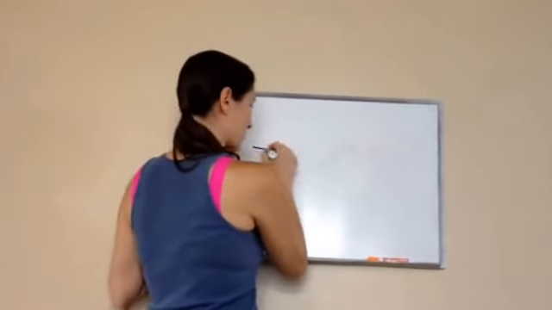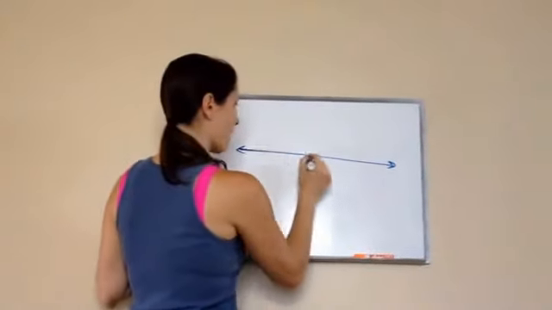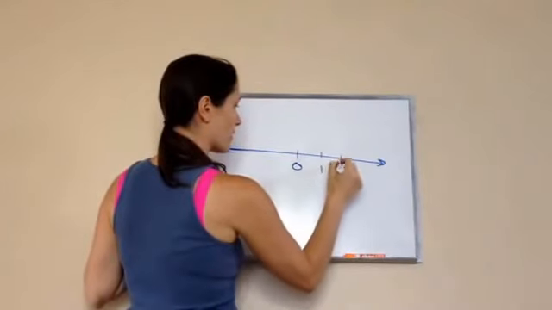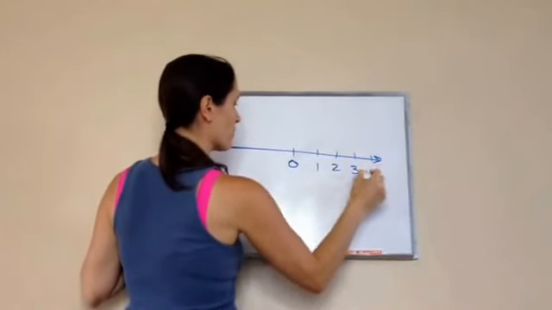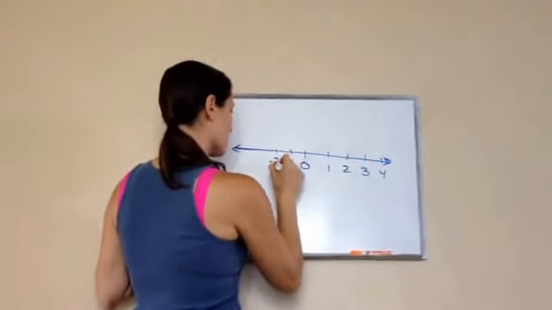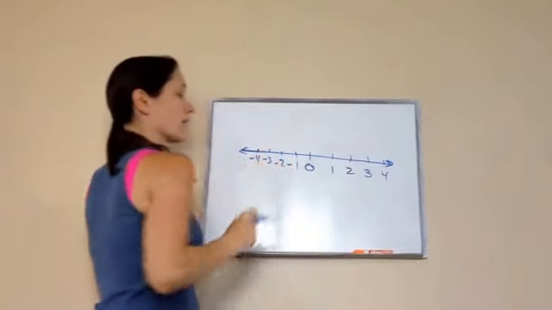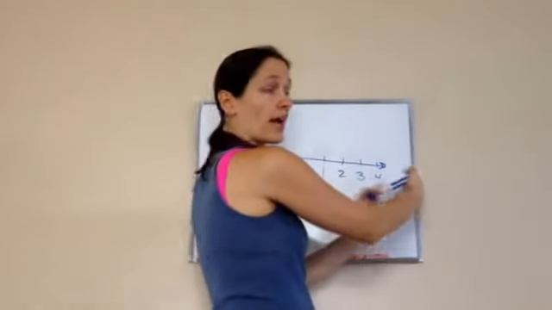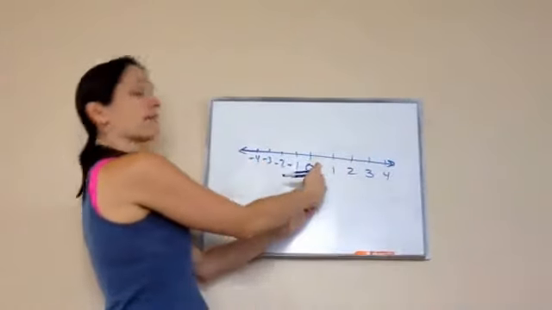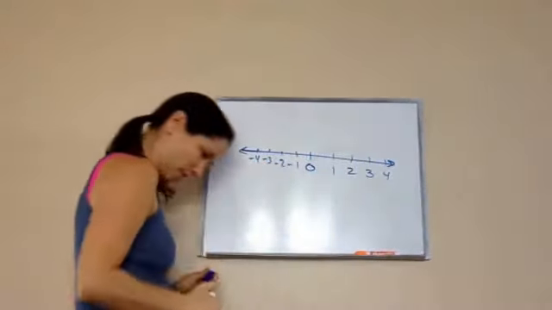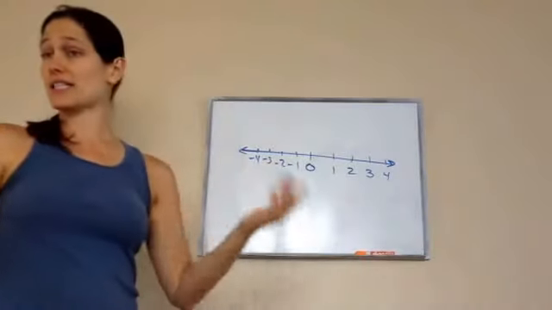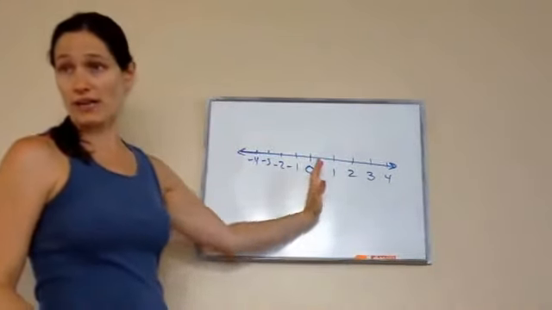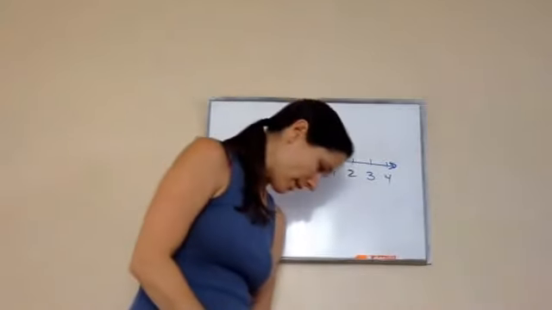Let's draw a number line up here. Okay, put a 0 right here. 1, 2, 3, 4, 5. And 2, 3, 4 on the other side. As you can see, positive numbers are to the right of 0. Negative numbers are to the left of 0. Very good. 0 is considered neither positive nor negative, just so you know. Okay?